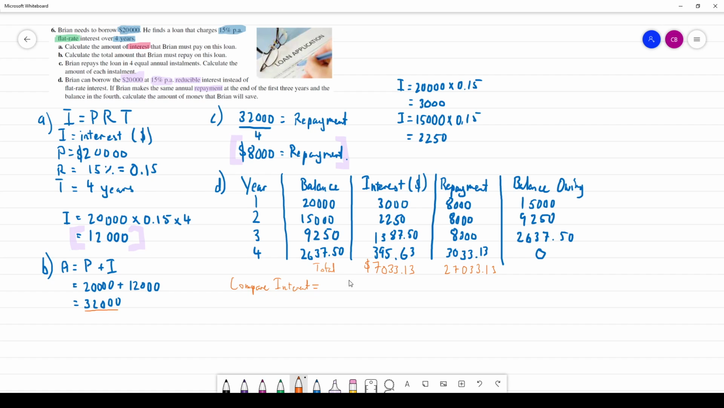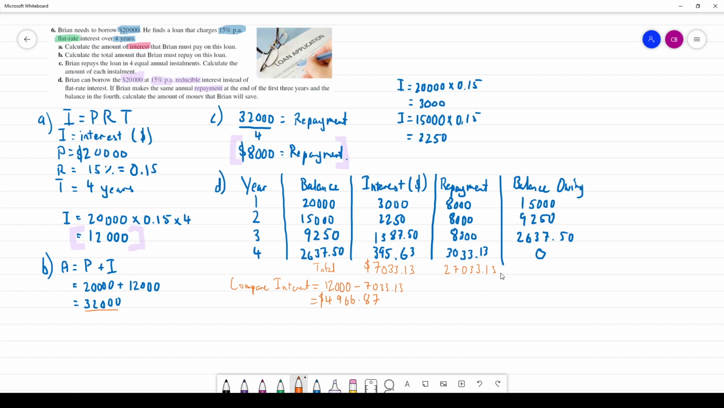Now we've got $12,000 minus $7,033.13, and we'll get something. I don't know what that something will be. Maybe you guys can work it out. Should I work it out too? Yeah. All right. Fair enough. That'll be $4,966.87. So that's how much money Brian will save.